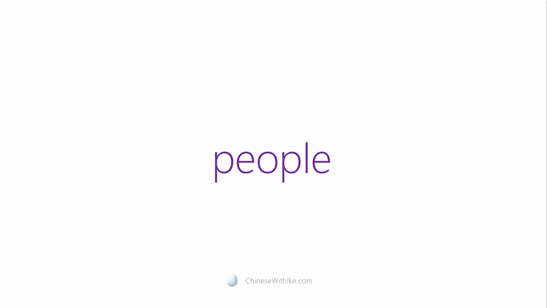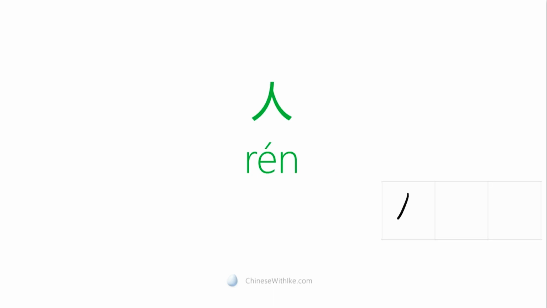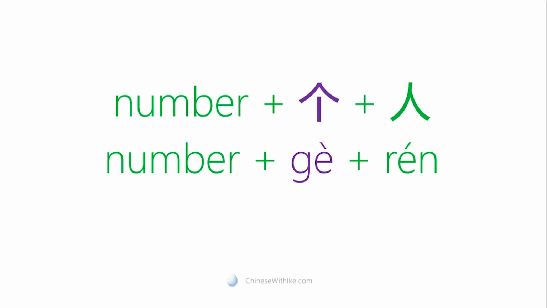The word people in Chinese is 人. This is the second tone. It's like asking a question. 人. When you say number plus people, you need to use measure word 个.